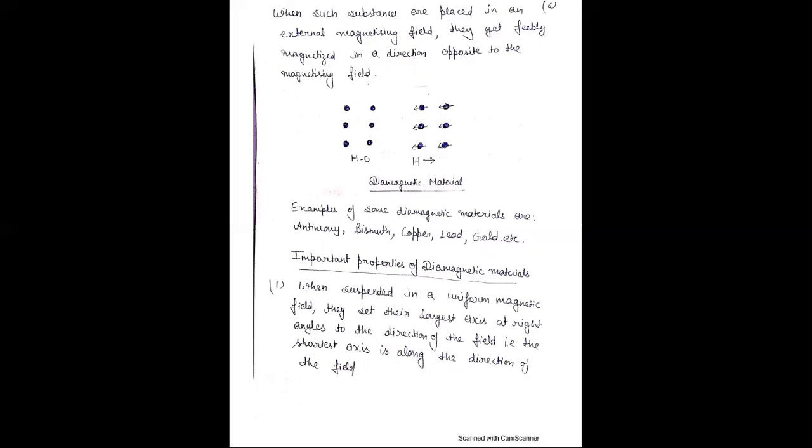First property: when these diamagnetic materials are suspended in a uniform magnetic field, they set their longest axis at right angles to the direction of the field. Means the longest axis is at right angles to the direction of the magnetic field, and the shortest axis is along the direction of the field.